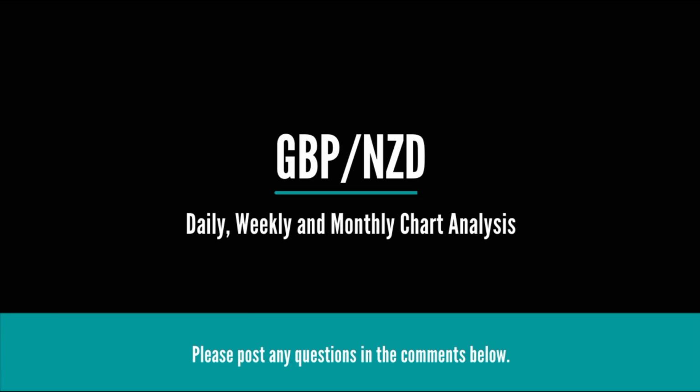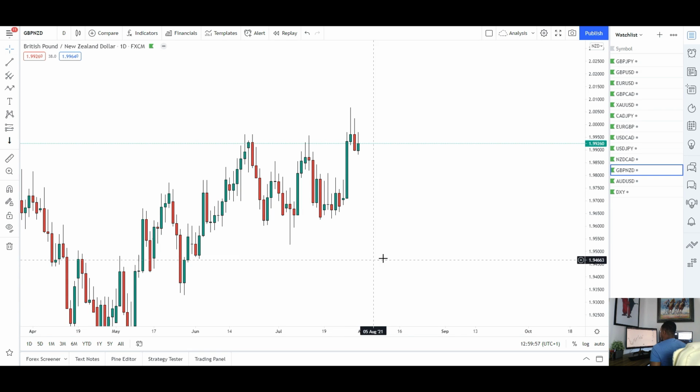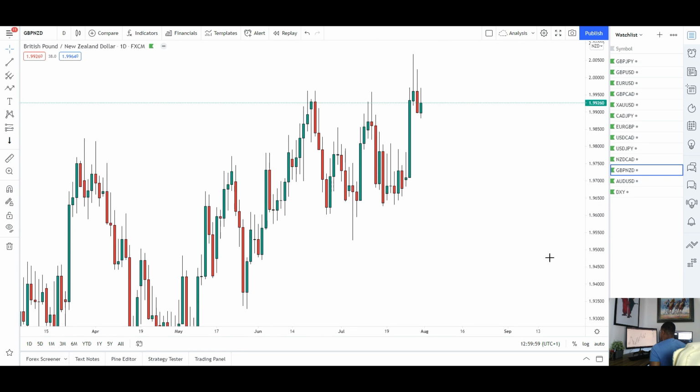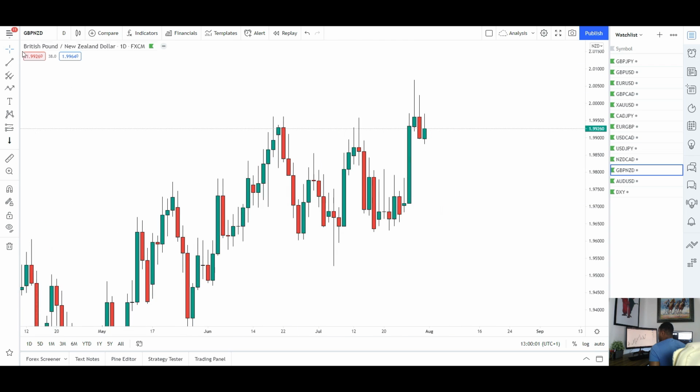Next up, we've got GBP NZD. Okay, so next up we've got pound NZD, and as you can see for this pair, we had a massive movement to the upside this week.